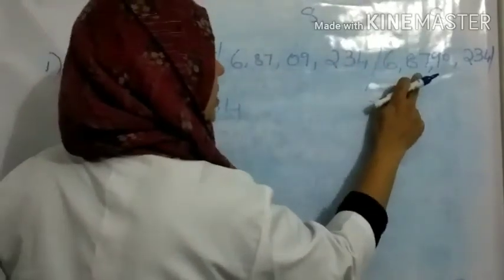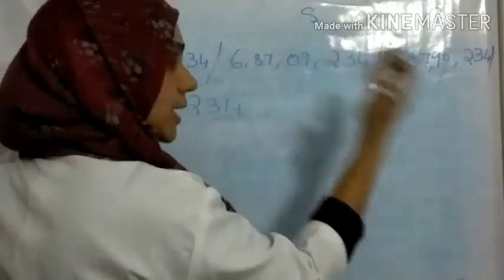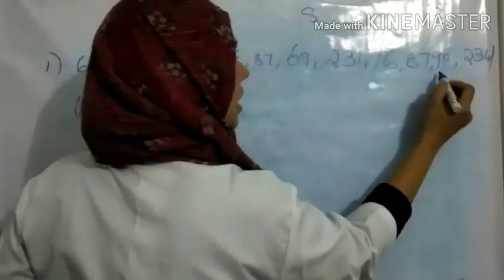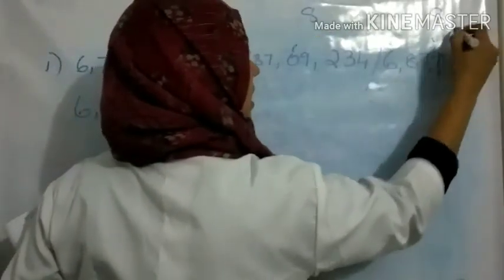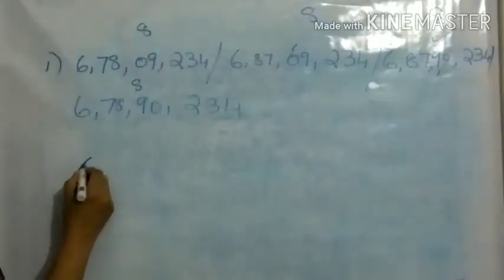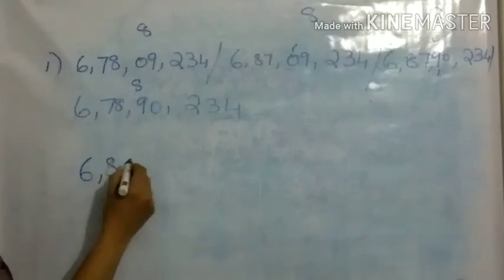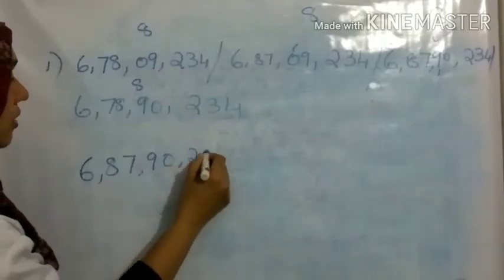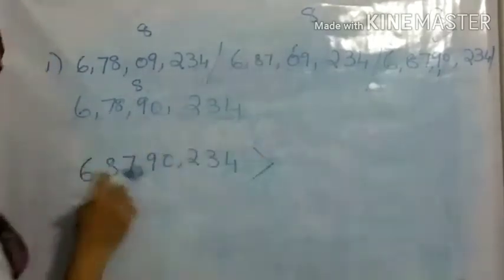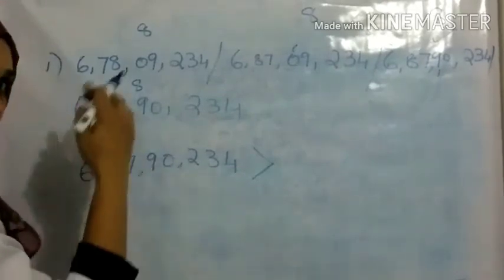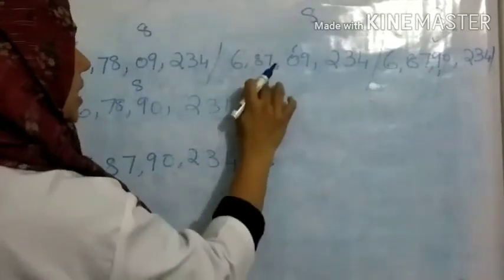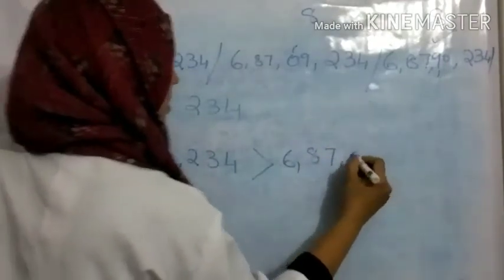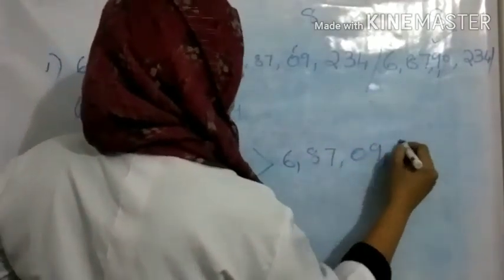Both numbers have the same digit in the next left side place. Then take the next place. Here 0, here 9. Then we can take the greatest number as this one. That is 6,87,90,234, greater than this. This is the descending order. First we write the greatest number. Then next take this one, 6,87,09,234.